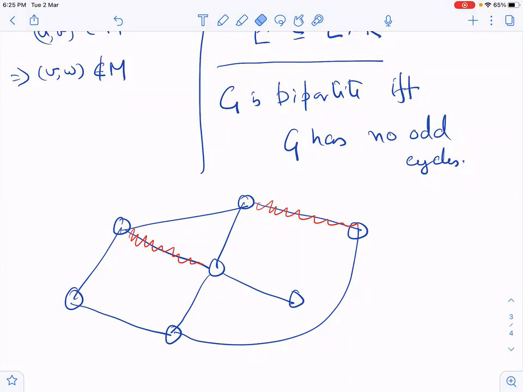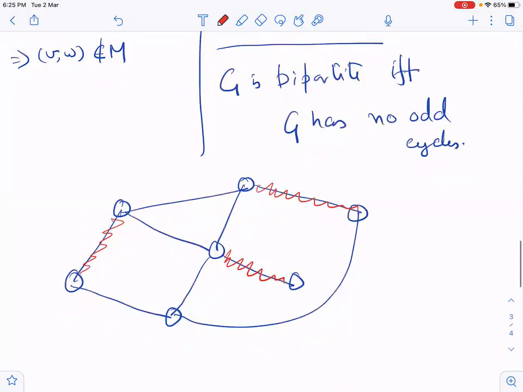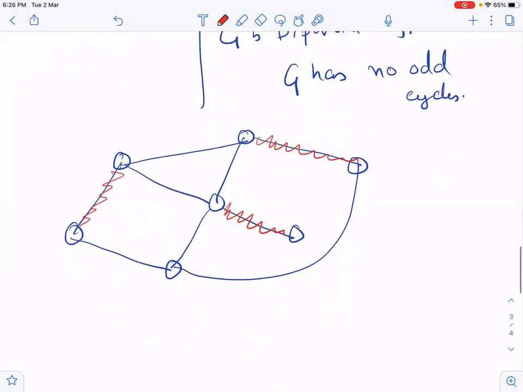Now there can be many matchings, by the way. This is a matching. Maybe I could have taken this one and this one. That could have been a matching also, right? Now there is another concept, perfect matching. Now, what is a perfect matching?